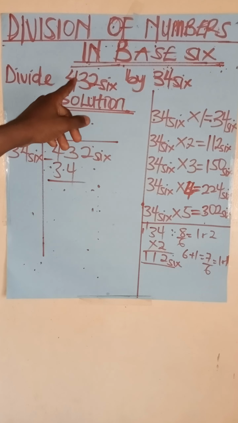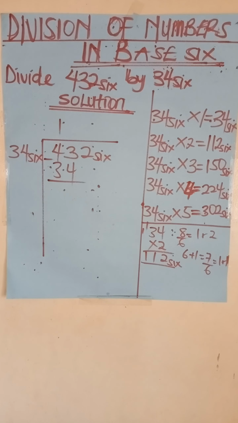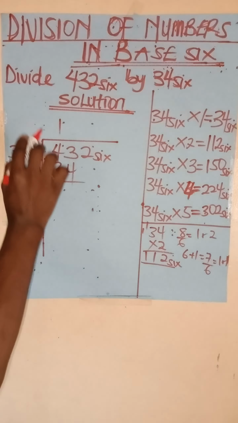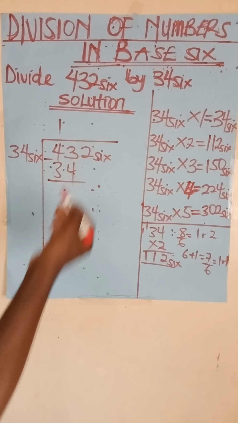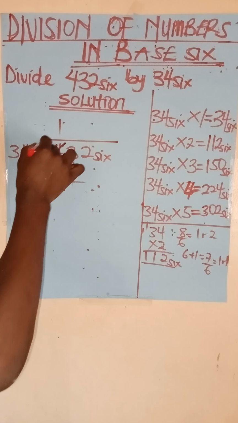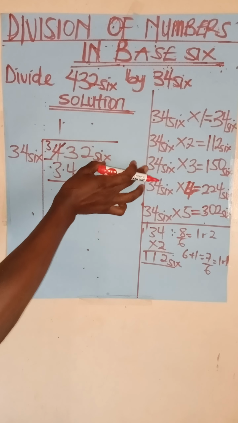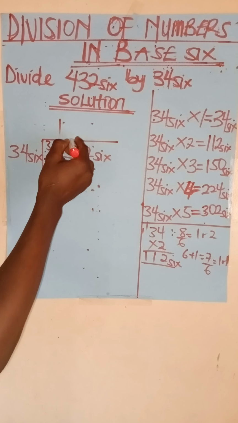Anything we are doing here has to go with the base, which is base 6. Now, subtracting, 3 minus 4 is impossible. So don't forget, I'll have to borrow 1 from here. Here will be 3. The one I'm borrowing will reflect in the form of the base, which is 6.